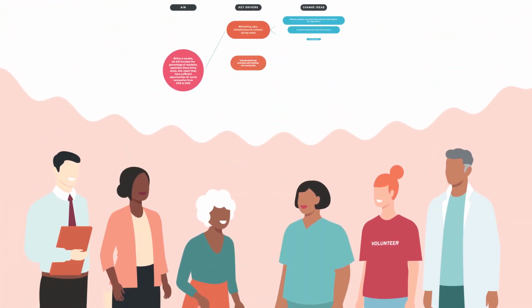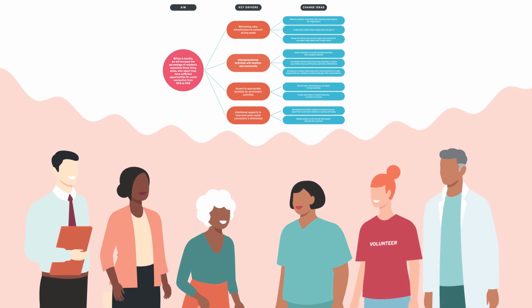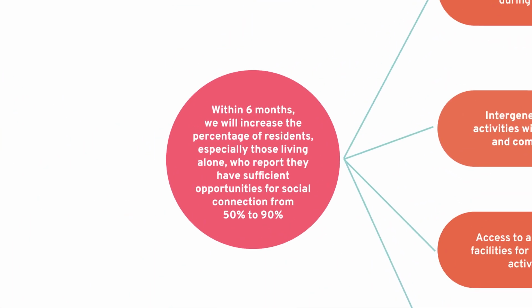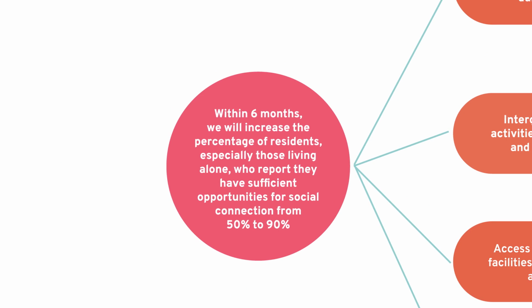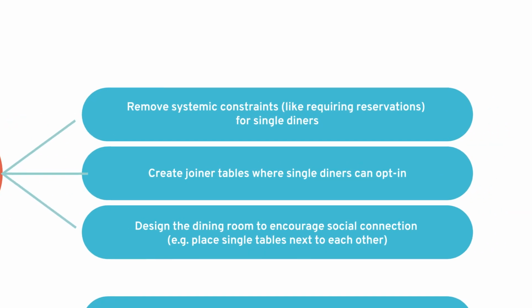The improvement team at the senior living facility works across the theory of change, testing different changes to reach their aim. For the sake of this example, we will focus on one key driver or condition that should be in place to realize the initiative's aim, the first driver: a welcoming, easy infrastructure for residents to connect during meals. The improvement team of residents, their families, and staff identified mealtimes as untapped opportunities for building social connections. They tested several change ideas to create a more connected mealtime experience.